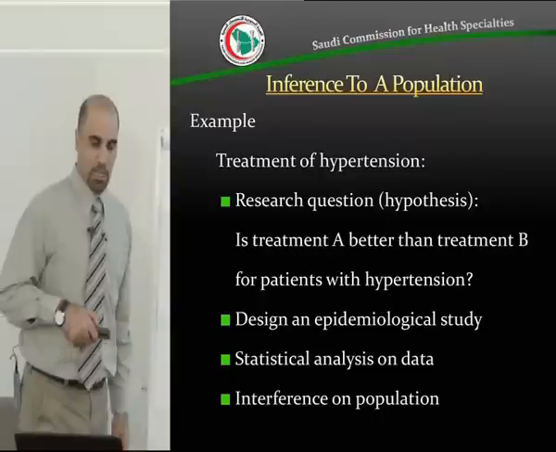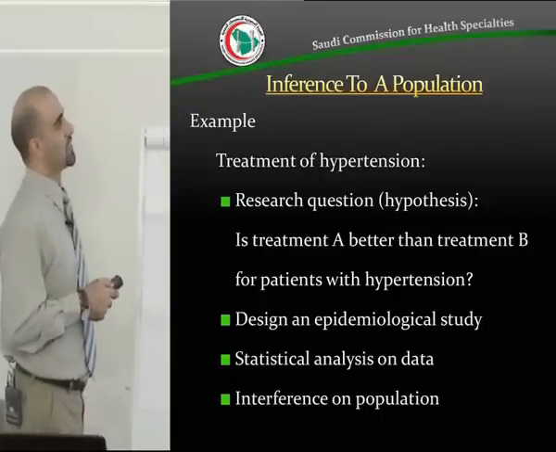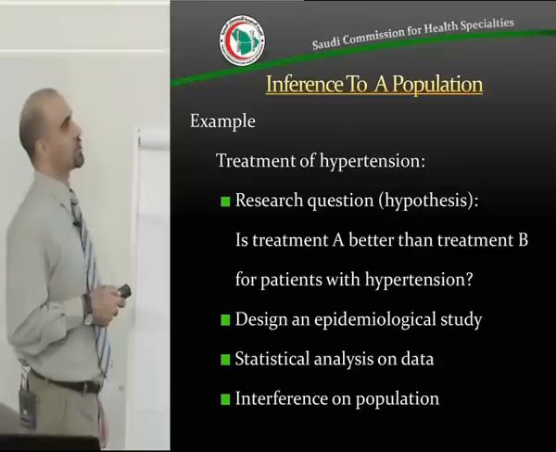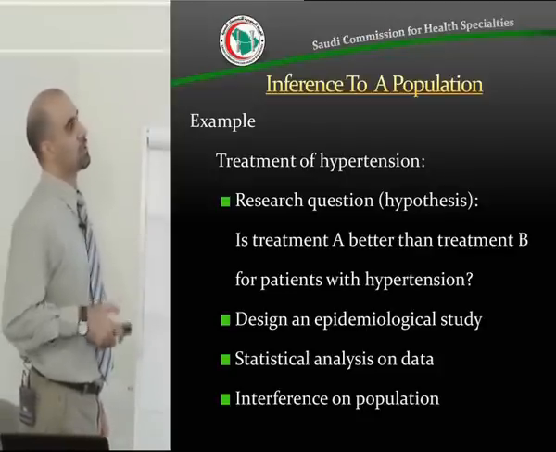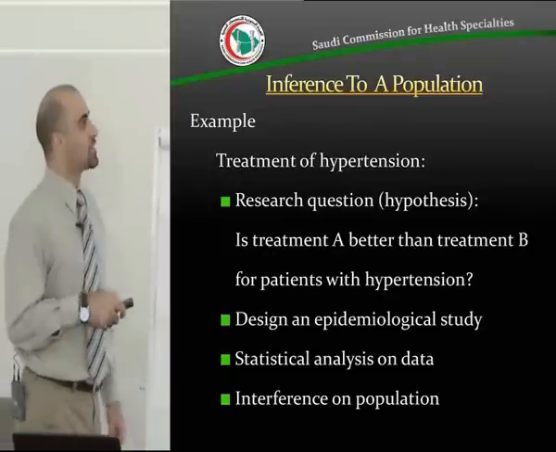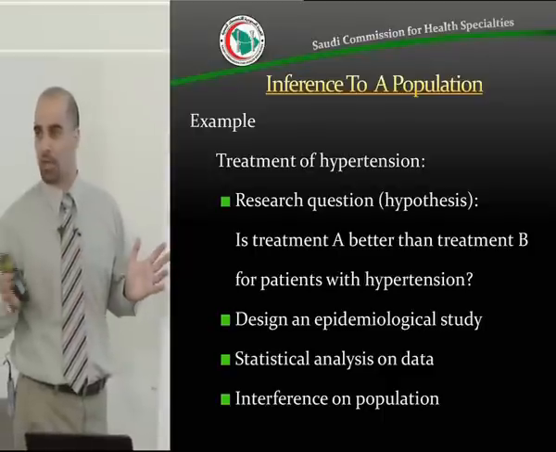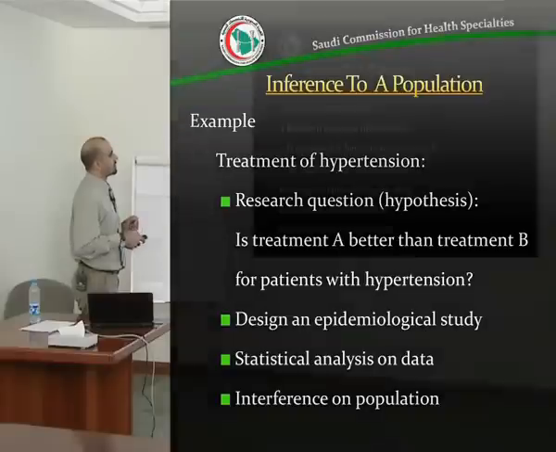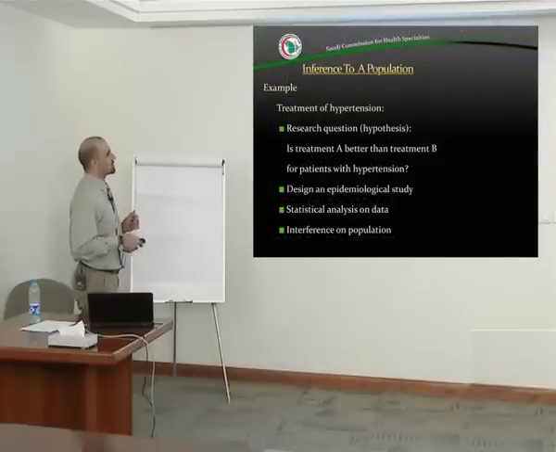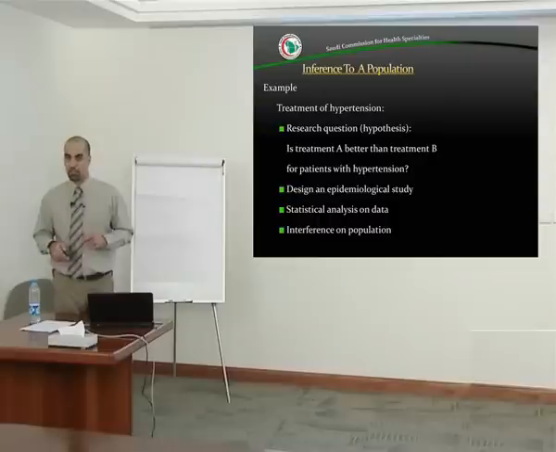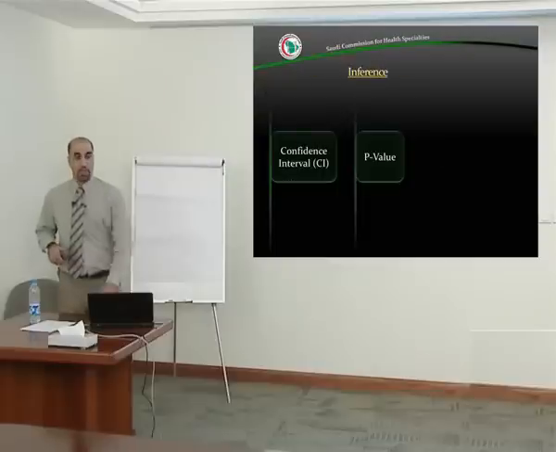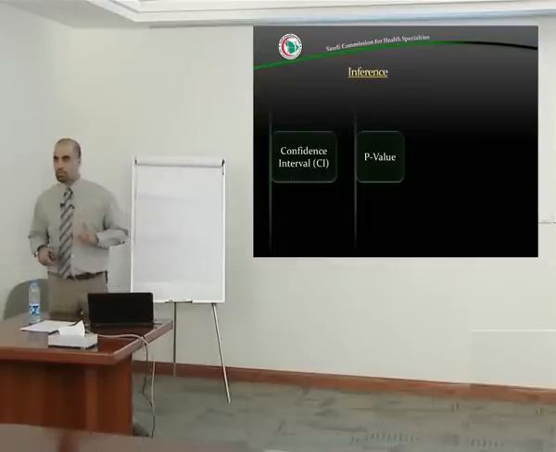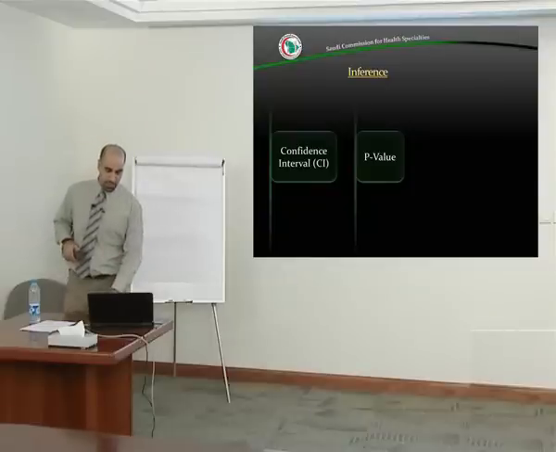Basically, inference to a population. Example, treatment of hypertension. The research question: is treatment A better than treatment B for patients with hypertension? This question is about the whole population, anybody who takes drug A or drug B. But I design an epidemiological study, I do statistical analysis on the data coming from the sample, and eventually I have to answer the question which is on the population. I do inferential statistics. There are two types of inferential statistics: one is called the confidence interval, and one is called the p-value.